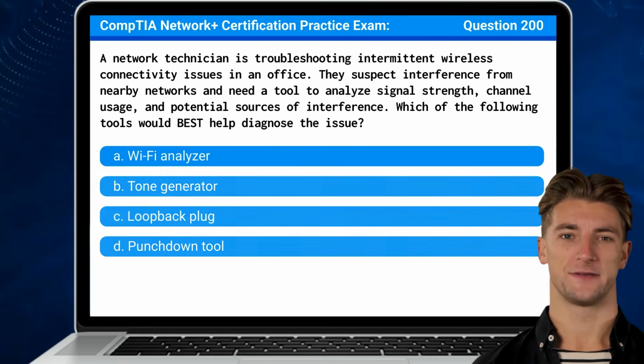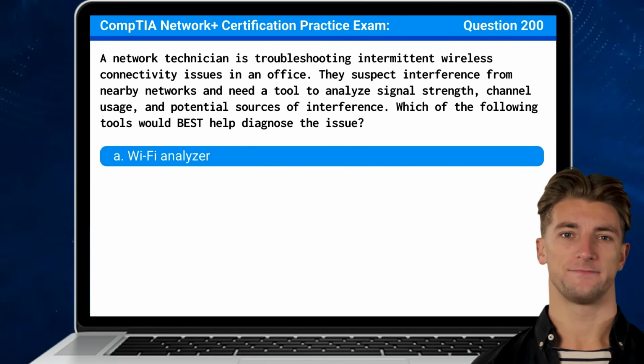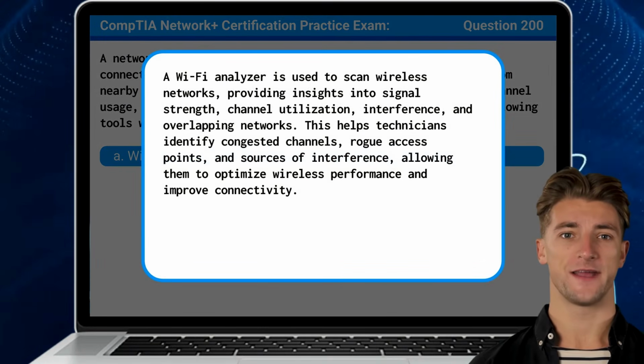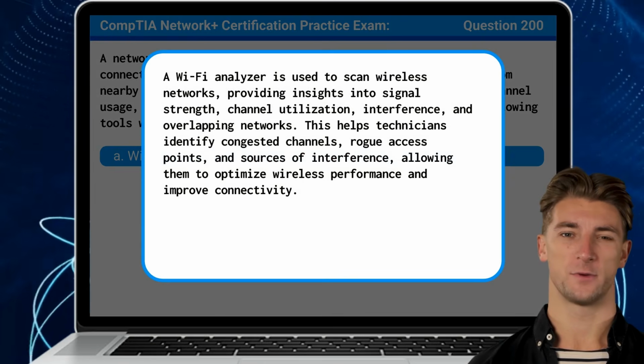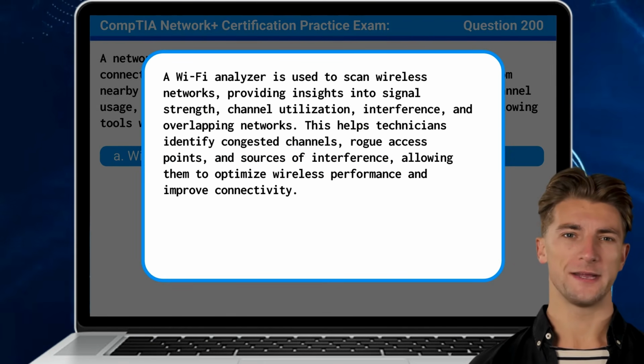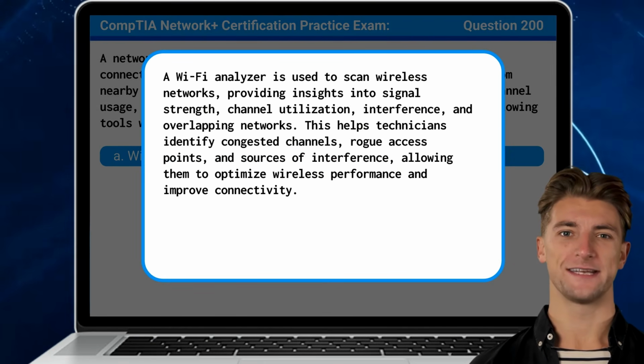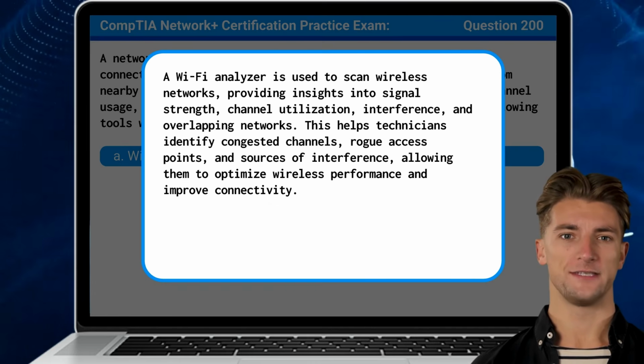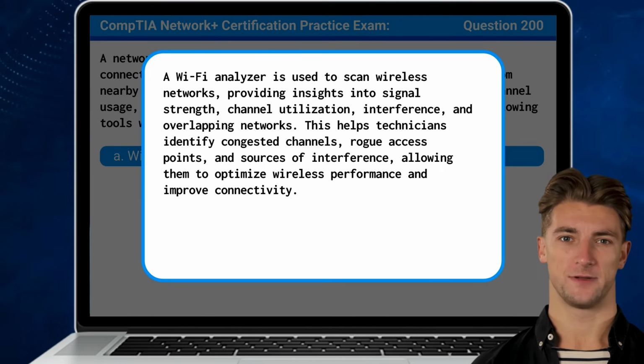The answer is A. Wi-Fi analyzer. A Wi-Fi analyzer is used to scan wireless networks, providing insights into signal strength, channel utilization, interference, and overlapping networks. This helps technicians identify congested channels, rogue access points, and sources of interference, allowing them to optimize wireless performance and improve connectivity. Wow, you have completed 200 questions.